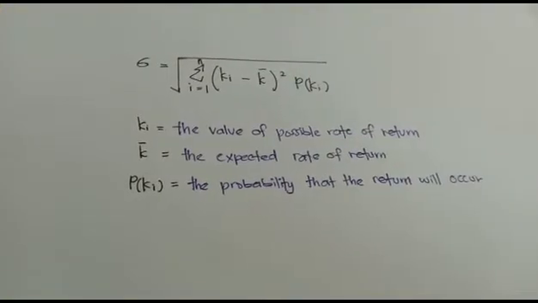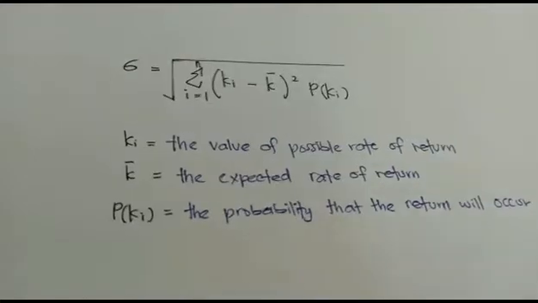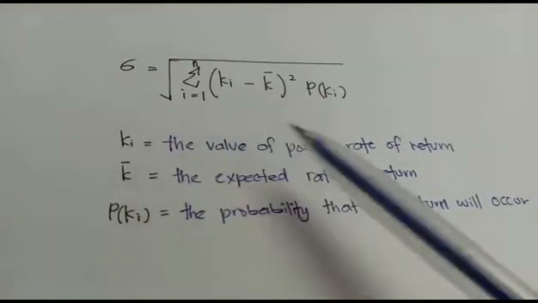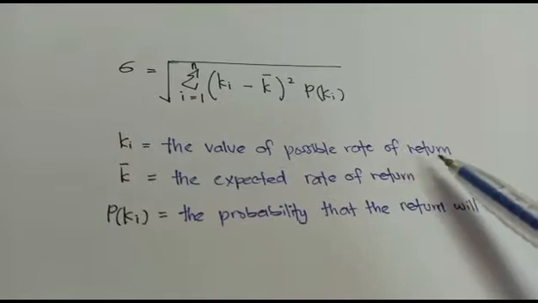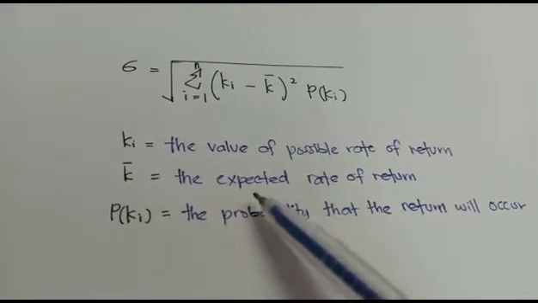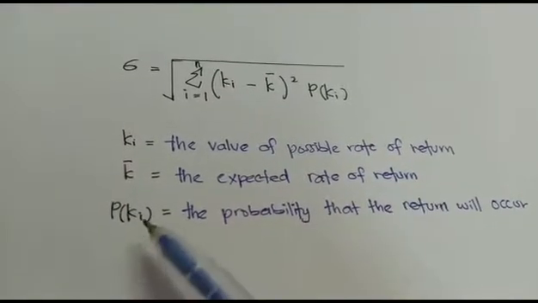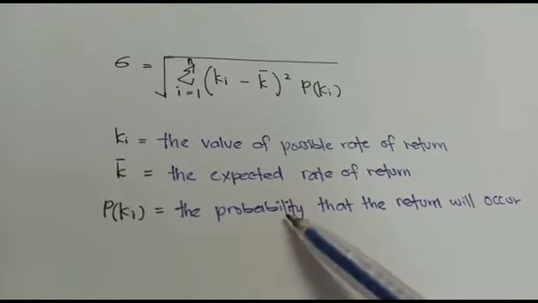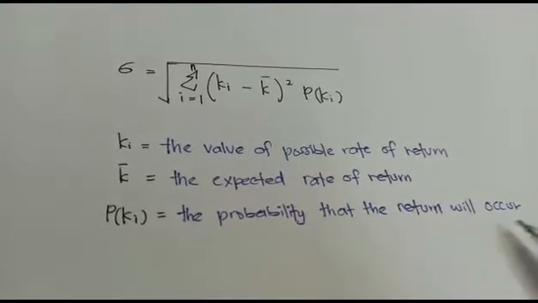This is the formula of standard deviation. Ki is the value of the possible rate of return, K is the expected rate of return, and P(Ki) in brackets is the probability that the return will occur.